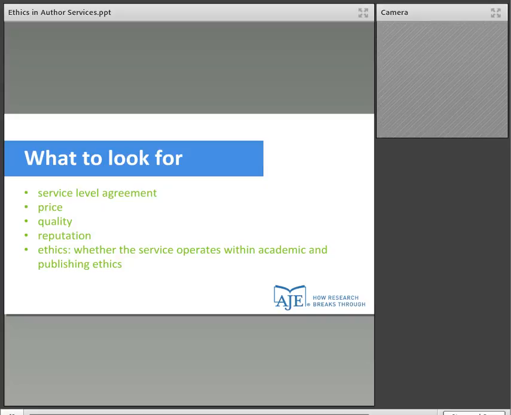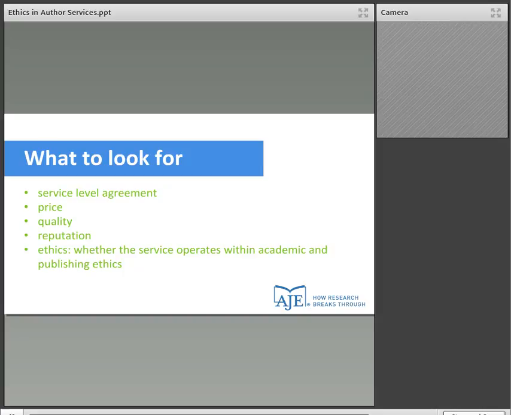When you look into an author service, obviously you look for price, quality, and reputation. But look at the service level agreement. See what it actually says. If there's anything in that agreement that insinuates that they will write it for you, run away. Or you know, just ask them flat out, does this mean that you would write this section for me? I need help with my results. It doesn't hurt to ask a question like that, because then you could find out whether or not they would offer ghost authorship.